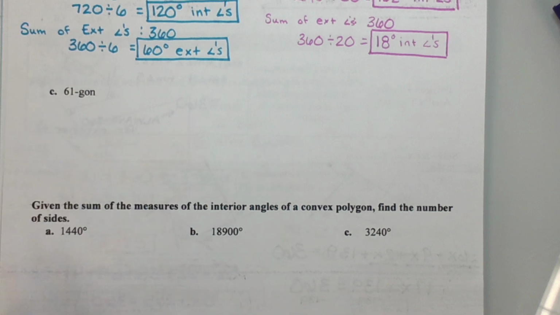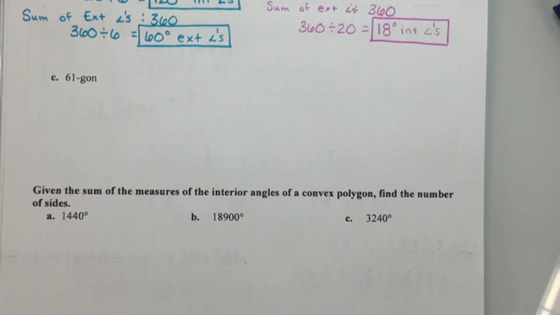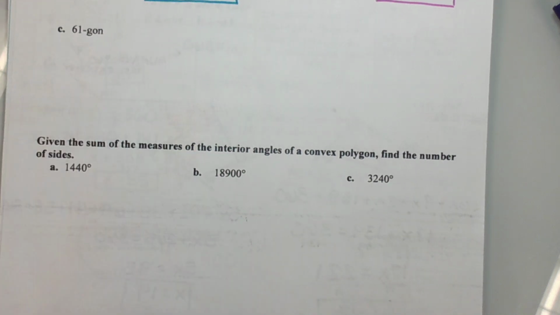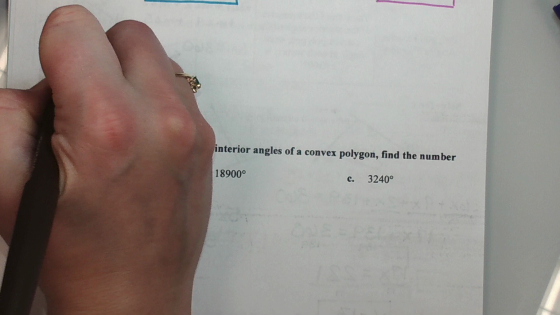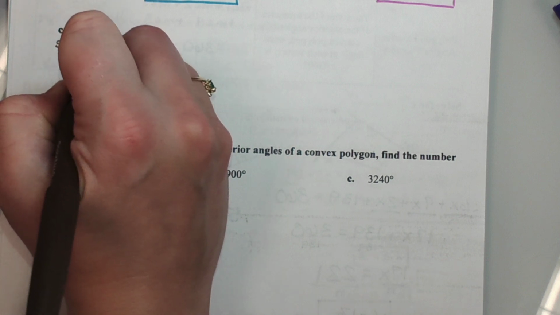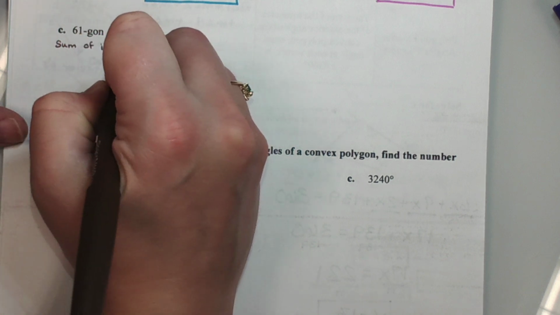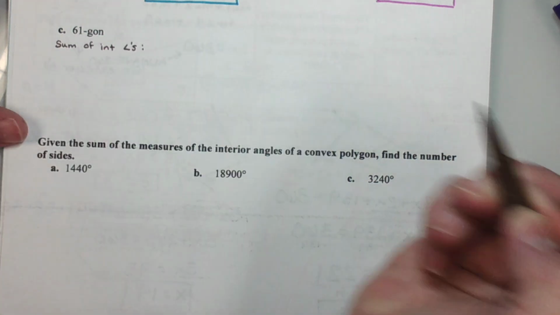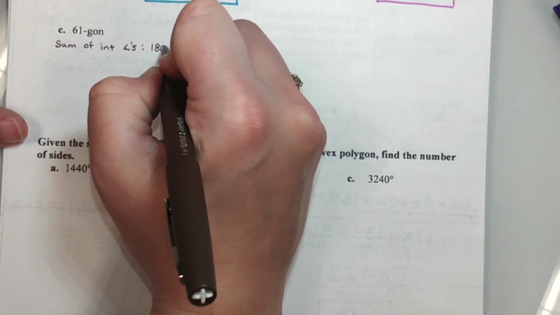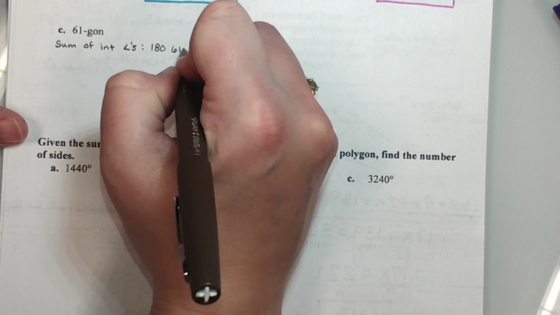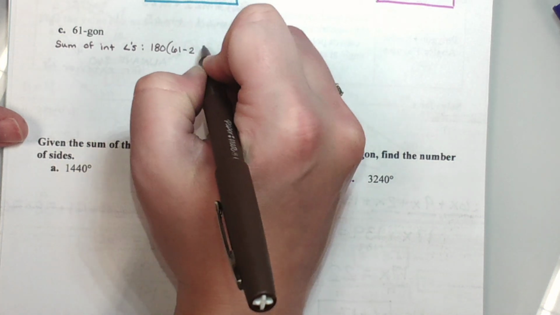Okay, we got one more like this and then we're changing it up. Mariana, how would you like me to start this process with the 61-gon? Gotta find the sum of the interior. You don't actually have to write this out, but for the notes, I found it helpful. And how do we do that, Mariana? 180 and then 61 minus 2. Beautiful.